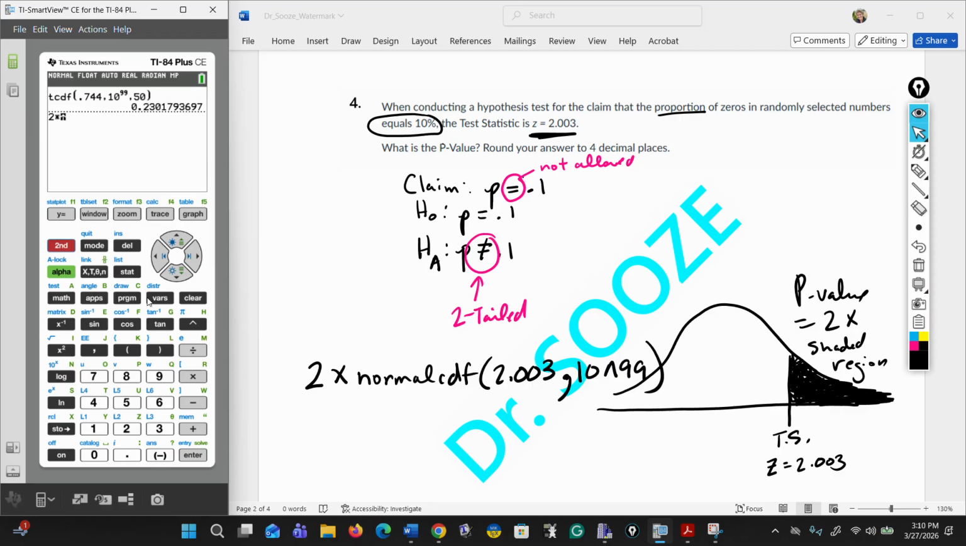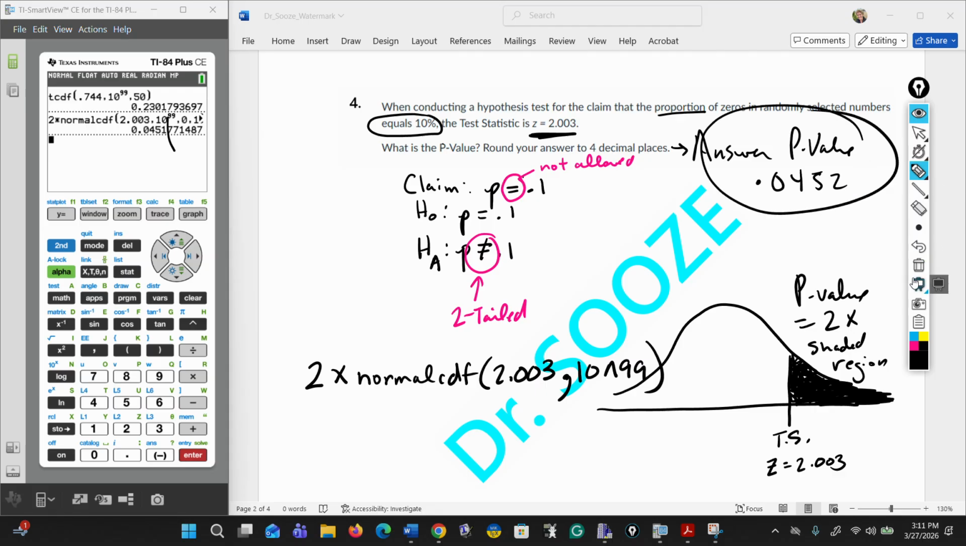And then I'm going to get into second vars and come down here to normal CDF. And so I am starting at, moving from left to right, 2.003. So that default needs to be changed here. Enter. And then my right, or my upper limit here is going to be a really, really big number. Technically it's infinity, but there's not an infinity button. And then we're in a standard normal distribution, so I'm just going to do paste, and then I'm going to press enter. So when we get that, my answer is the p-value is, and if I cut that off at 4 places, and that 7 is going to bump that up to a 2.0452.